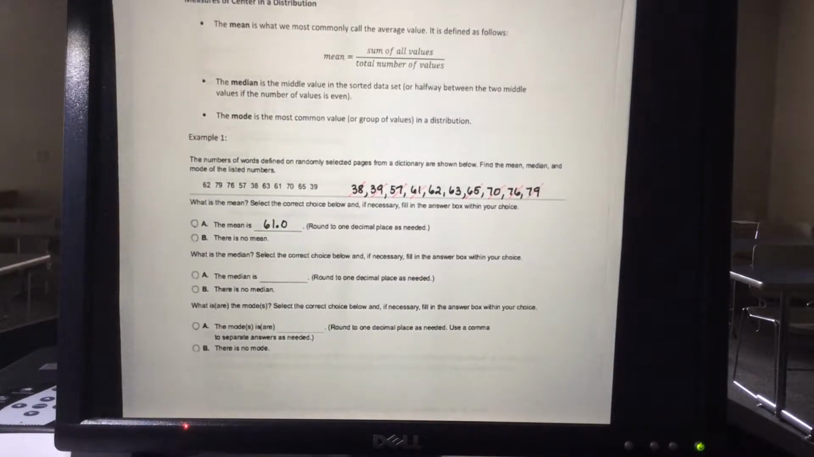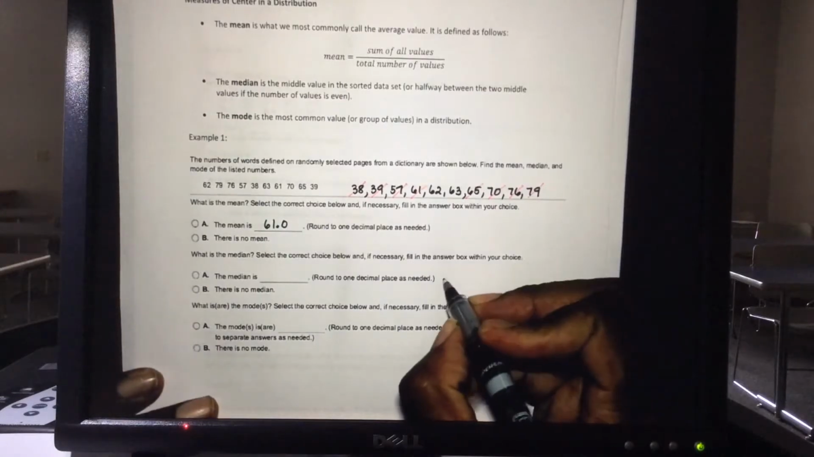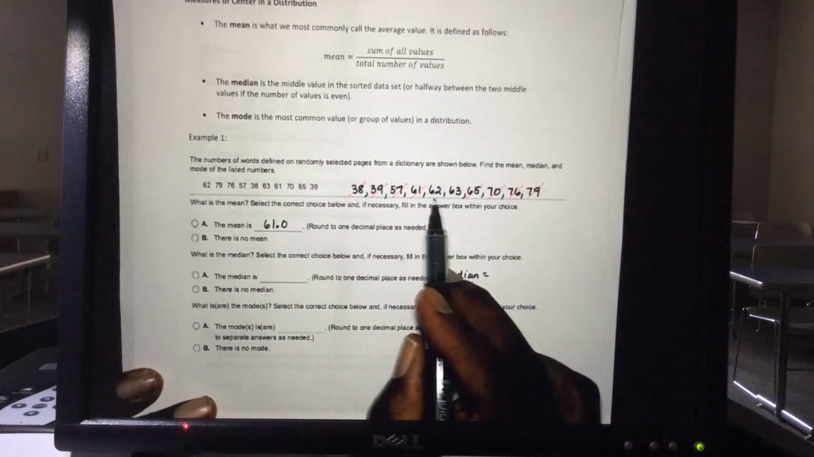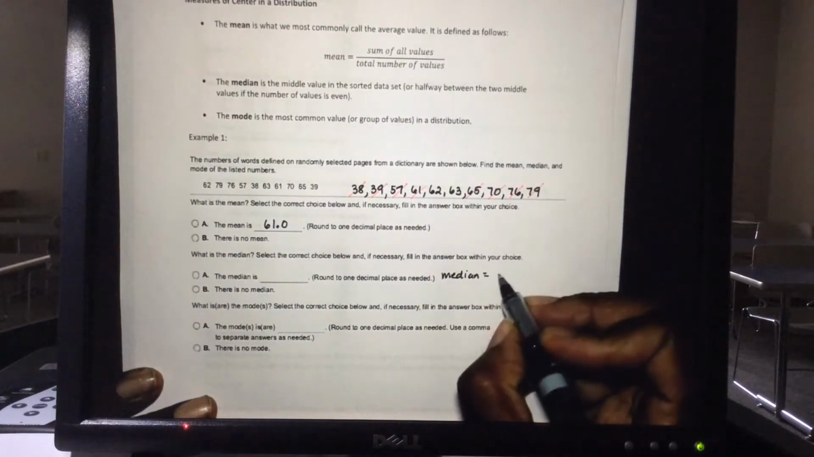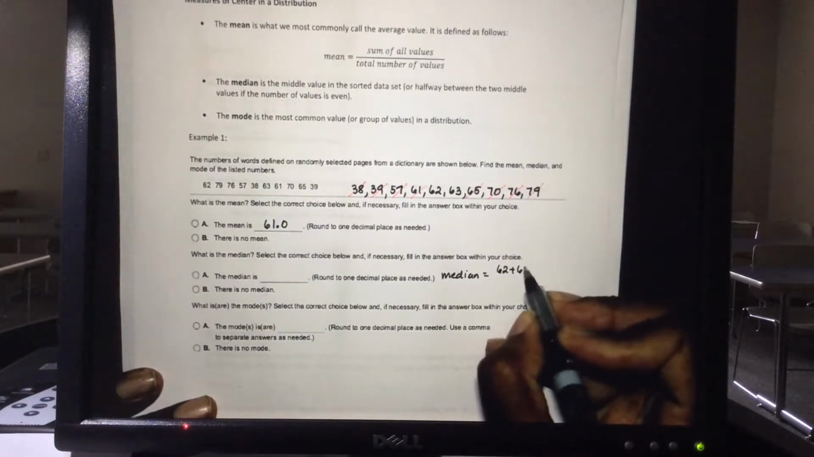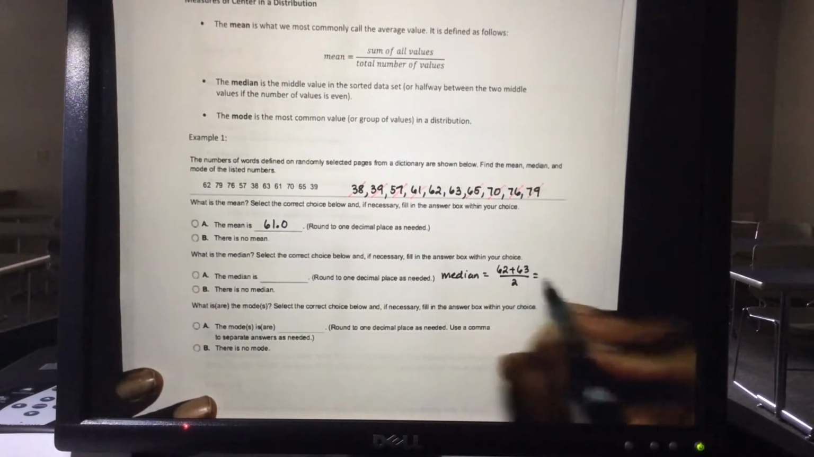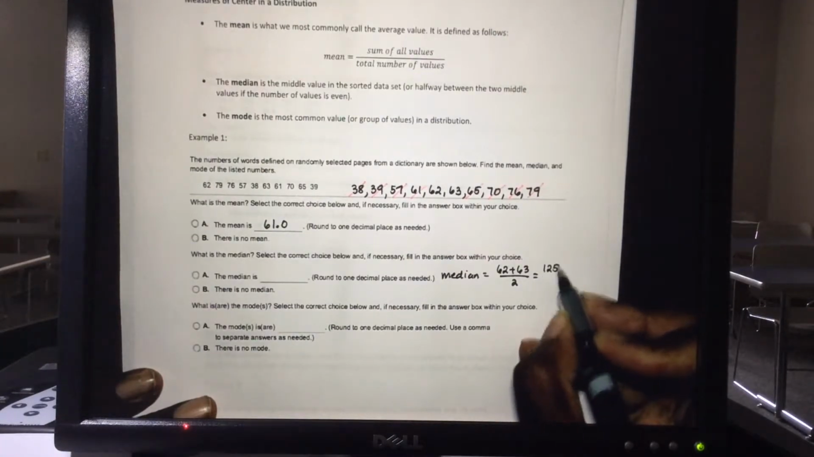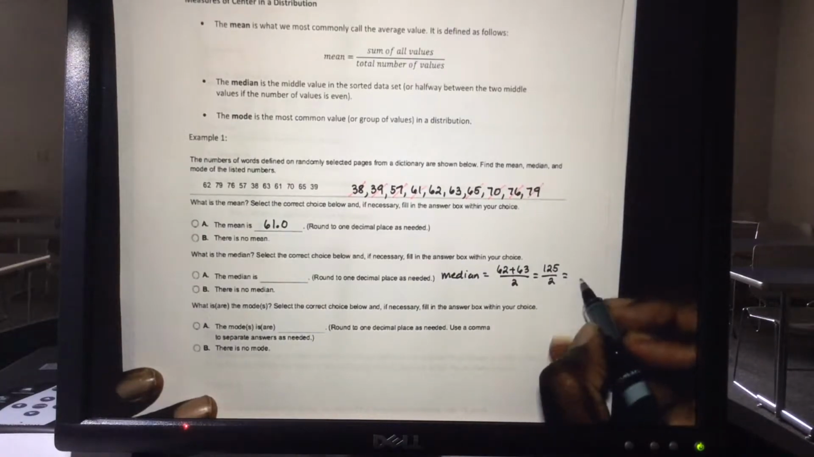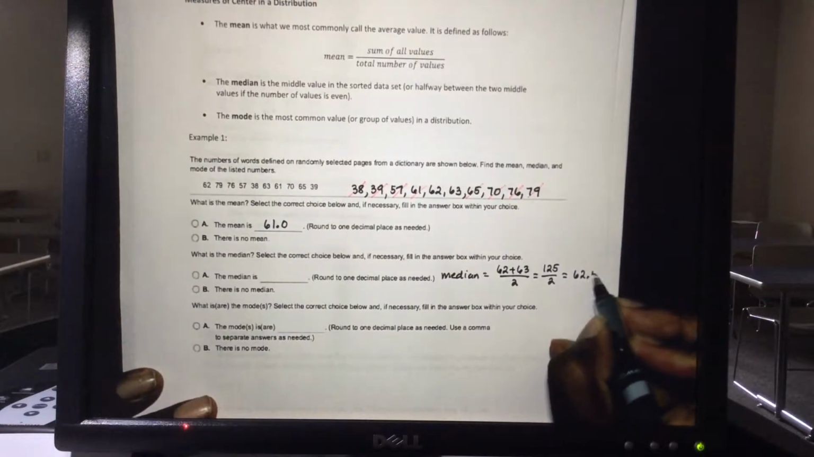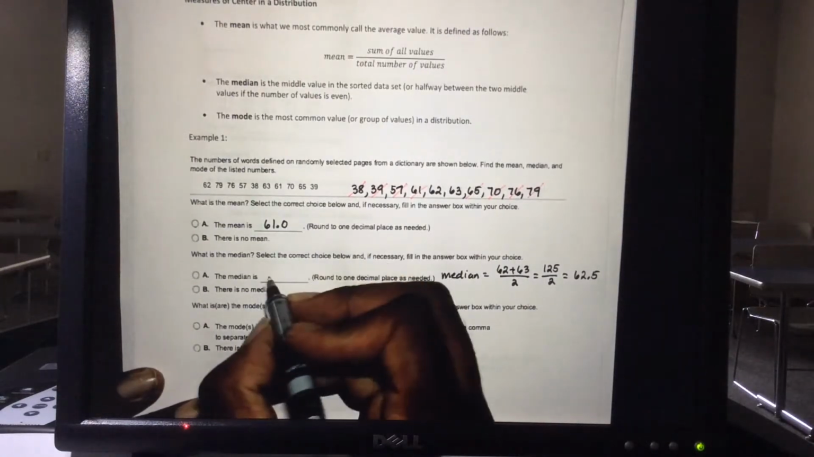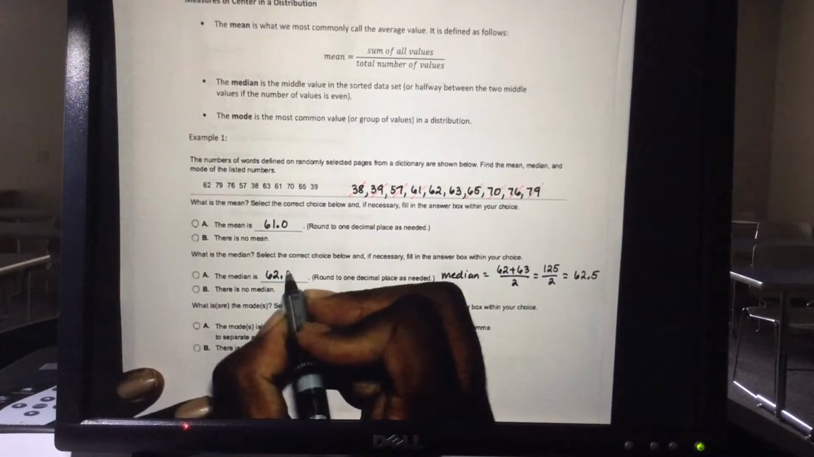So to find the median, it's going to be the average of those two middle numbers here. If I add 62 and 63 together and divide that sum by 2, 62 and 63 will be 125. 125 divided by 2 would be 62.5. So the median is 62.5.